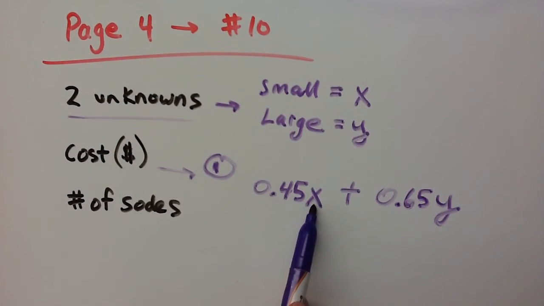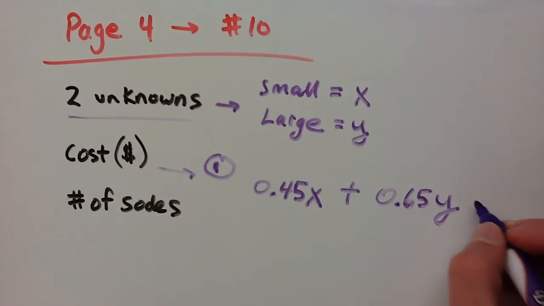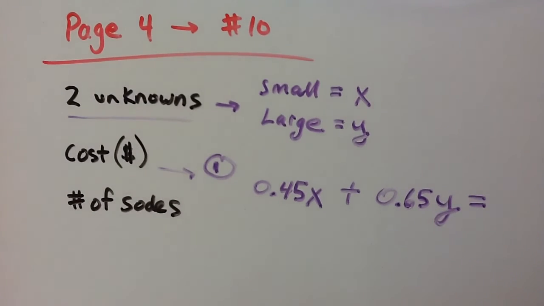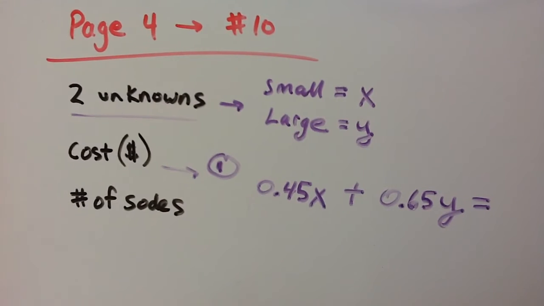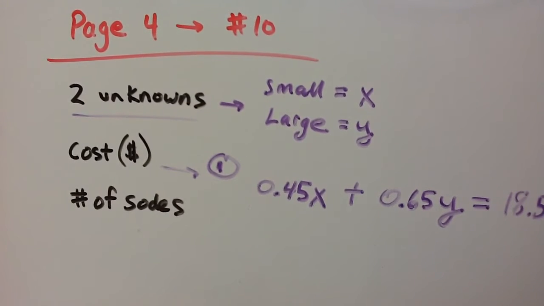45 cents for every small soda plus 65 cents for every large soda would equal how much total money? How much total money is made off of these sodas? What does it say in the problem? Well, it says 35 sodas were sold for $18.55. So here it should be $18.55. That is the total amount of money made off of the small sodas and the large sodas. So there's my first equation.